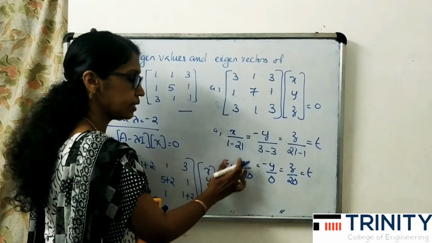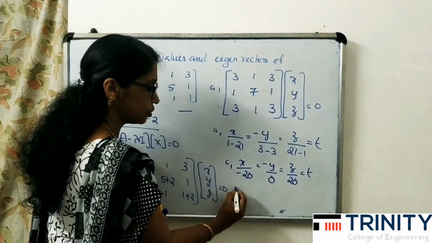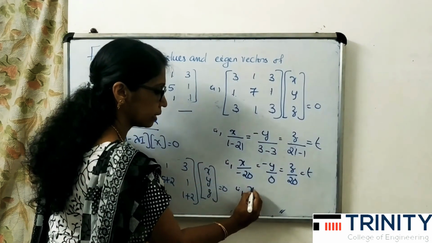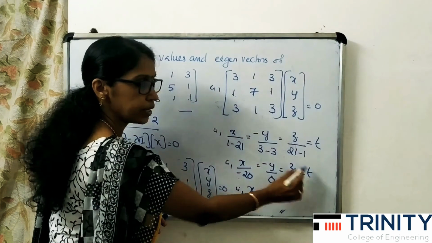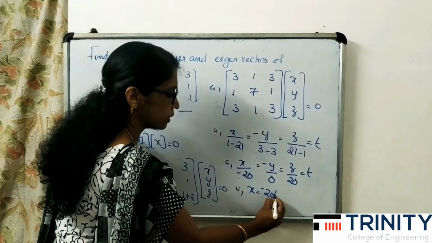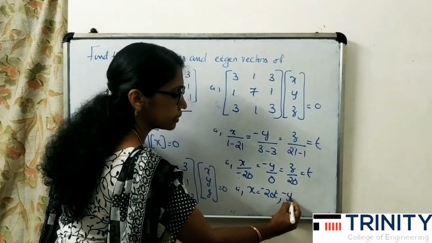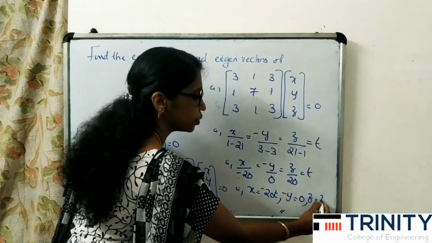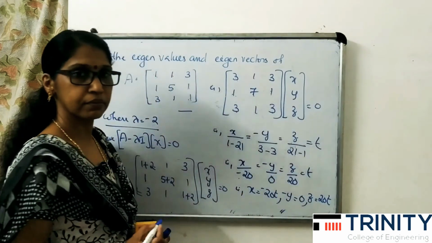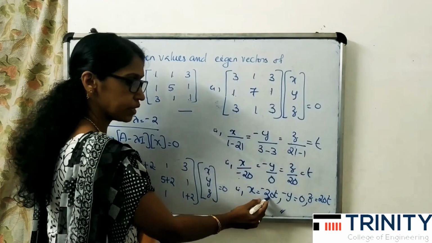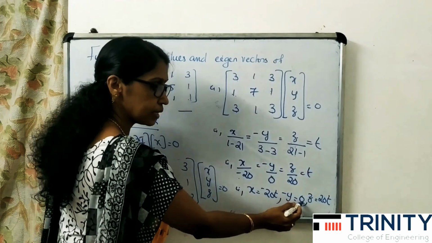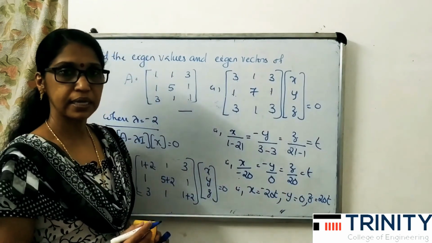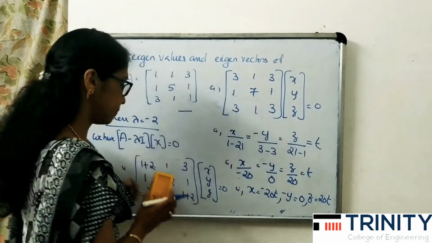Now I am equating x by minus 20 is equal to t. That is x is equal to minus 20 into t, that is minus 20t, minus y is equal to 0 into t, that is 0, and z equal to 20t. Okay, so we get x equal to minus 20t, y is equal to 0, and z equal to 20t. Now I am going to write the eigenvectors.